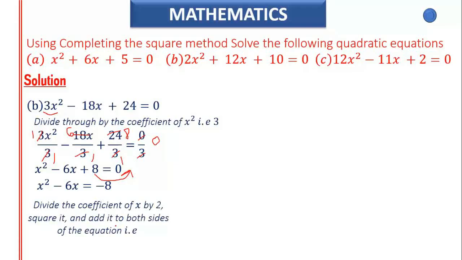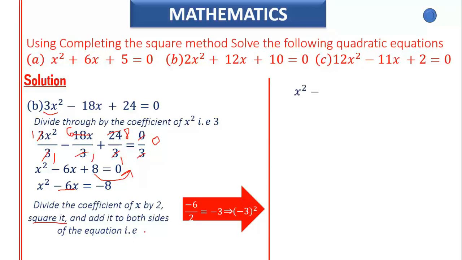We divide the coefficient of x, that's minus 6 in this case. Minus 6 divided by 2 equals minus 3, which, by implication, the procedure says we should square it and add it to both sides. So if you're squaring it, that means we have minus 3 squared to add to both sides.